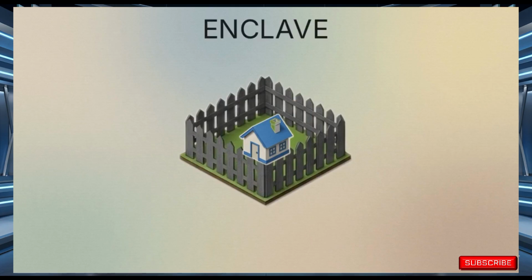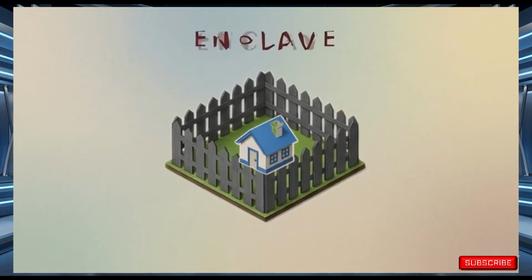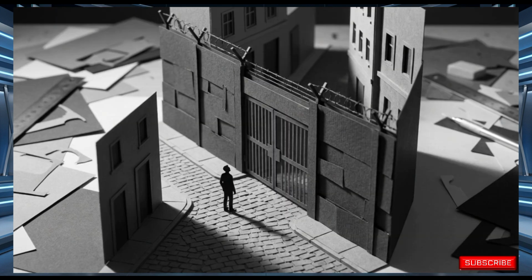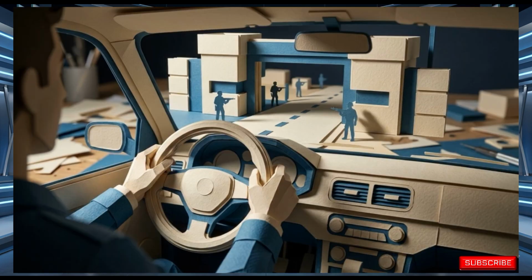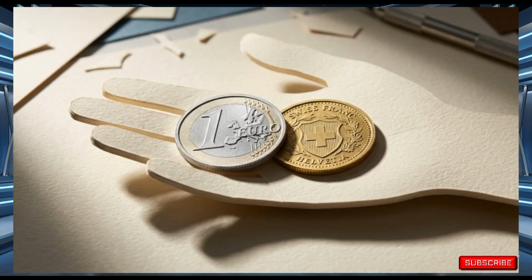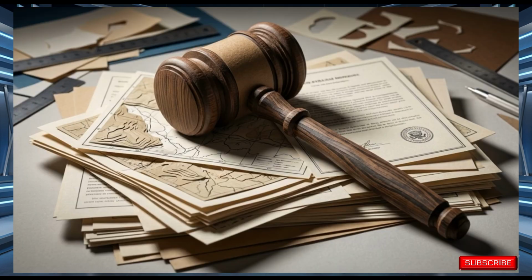The term enclave entered diplomatic language in the 16th century. It comes from the Latin word inclavatus, which literally means shut in or locked up. These geographic anomalies have immediate, real-world consequences. For the people living inside them, being fully enclosed by a foreign power dictates their daily commute, their local economy, and their basic legal rights.